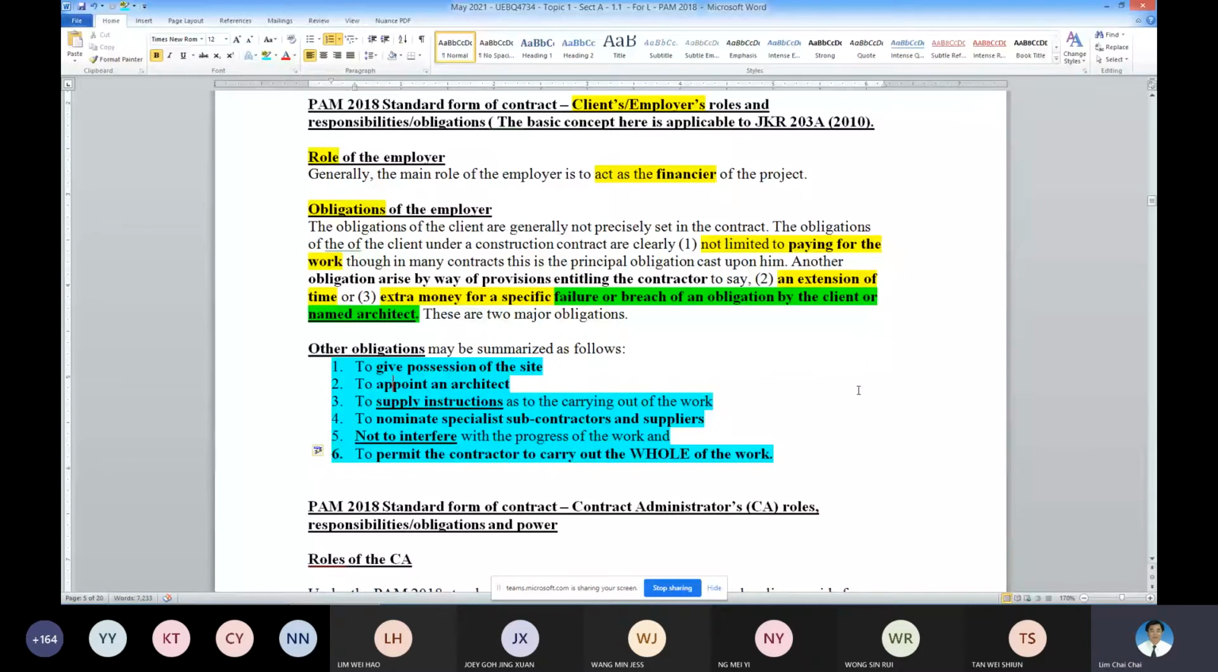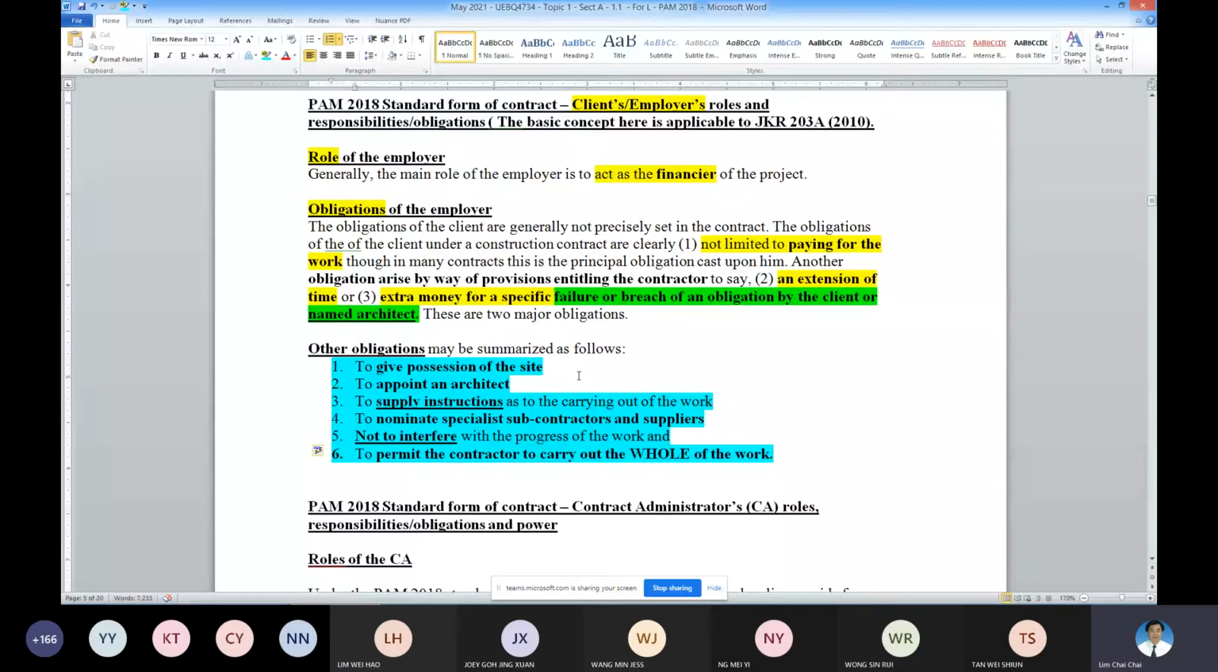So apart from the three obligations, the major ones, paying for the work, granting extension of time to the contractor, and granting extra money to the contractor if the client, the employer or the architect is in the wrong. Apart from that, the employer must give possession of site. This one we will cover in another section. To give possession of site is a very important topic.